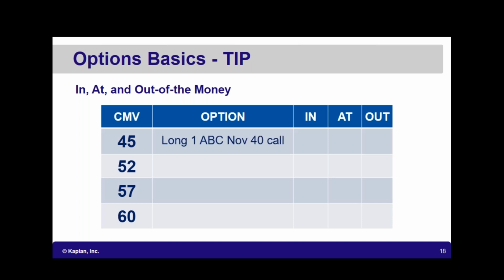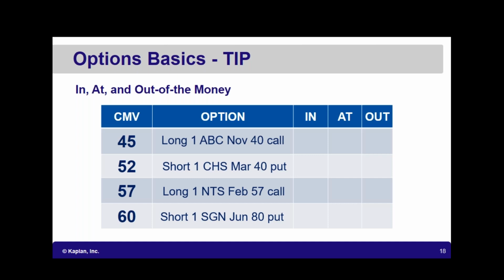So, just as a quick exercise, we've got 4 options. Long 1 ABC November 40 call, with short 1 CHS March 40 put, long 1 NTS February 57 call, and short 1 SGN June 80 put. Make sure you look at the type of option. Whether you're long or short doesn't really matter. You're looking at the intrinsic value of the type of option.